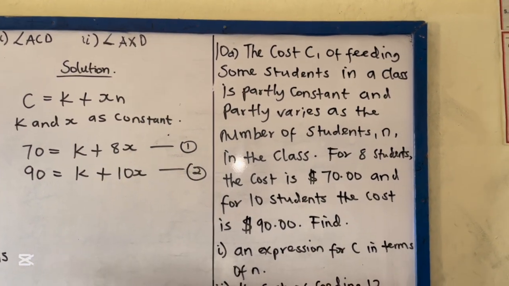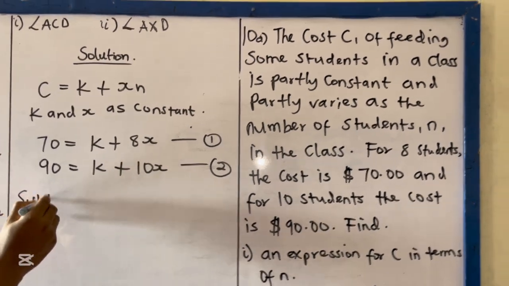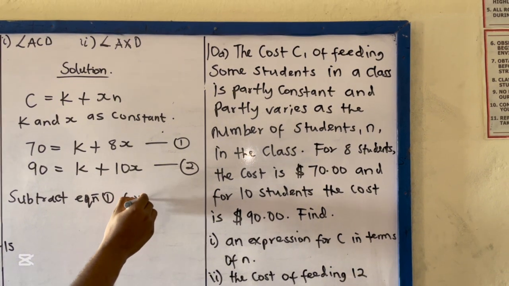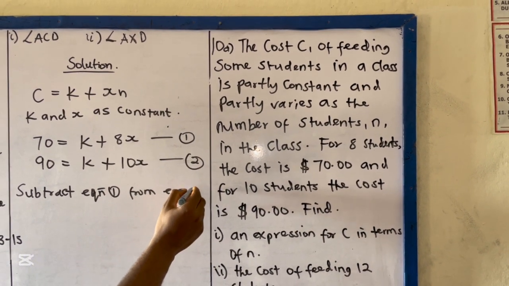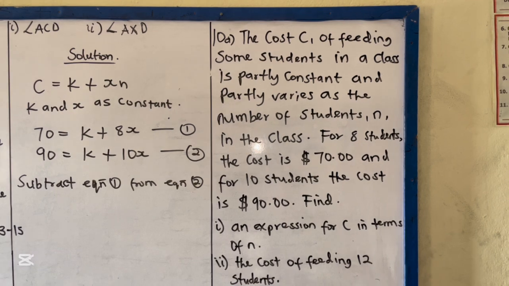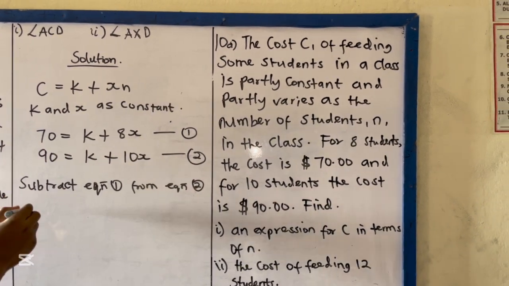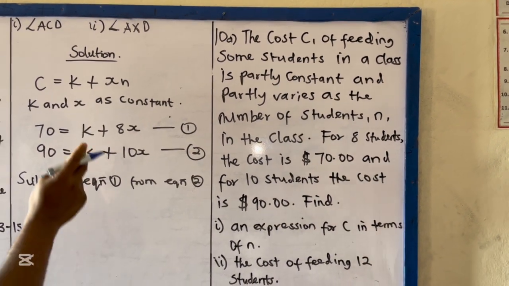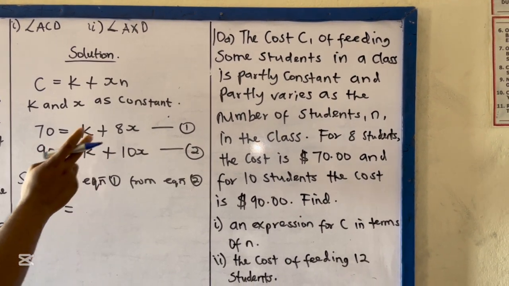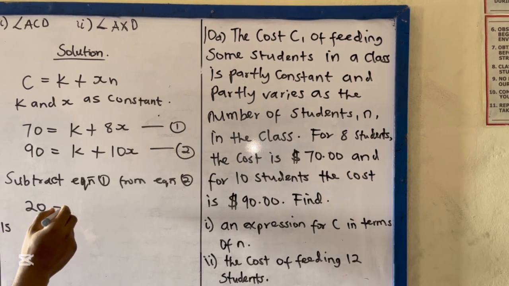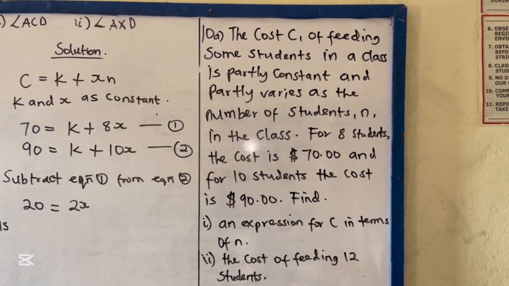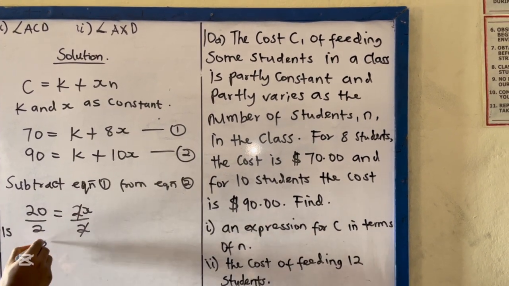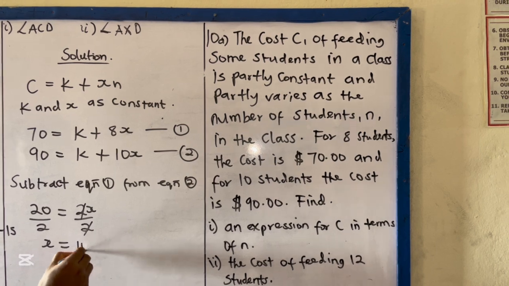So we have to subtract equation 1 from equation 2. Alright, so 90 minus 70 will give us 20. K minus K, that is 0. So we have 10 minus 8 will give us 2x. So in this case, we are going to divide both sides by 2. So x is equal to 20 divided by 2 gives us 10.